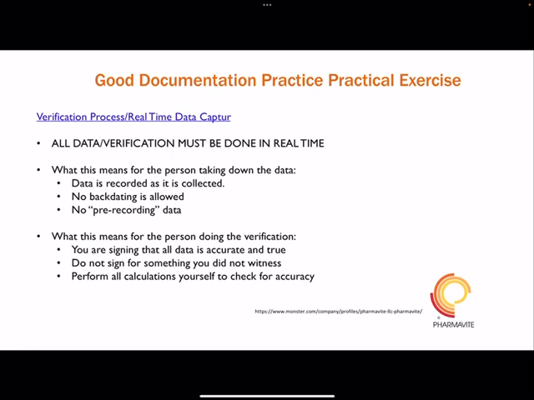What this means for the person doing the verification, it means that you are signing that all data is accurate and true. Do not sign for something you did not witness. Perform all calculations yourself to check for accuracy.